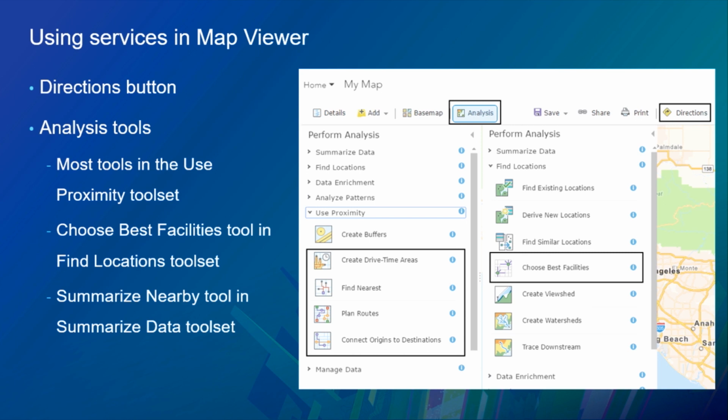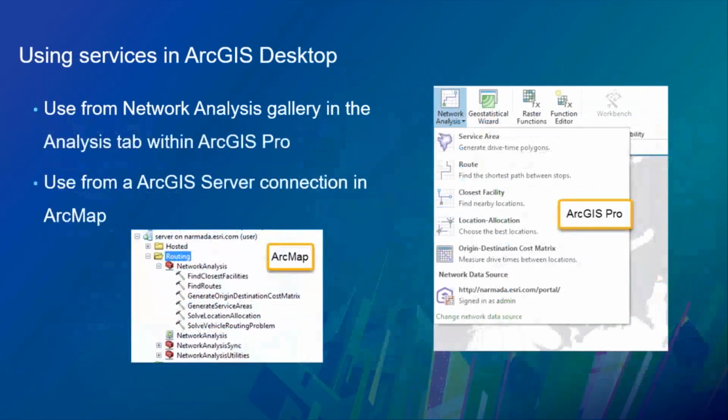One is the directions button that allows you to do point-to-point routing. And then there are different analysis tools, few in the proximity tool set and few in the find locations tool set. All of these tools come alive once you run this tool and publish the services. Now, if one of the services is missing, these tools will not show up. So that's why doing it manually is not such a good idea, but using the tool is useful because it will make sure all of these tools come alive once your publishing is done.